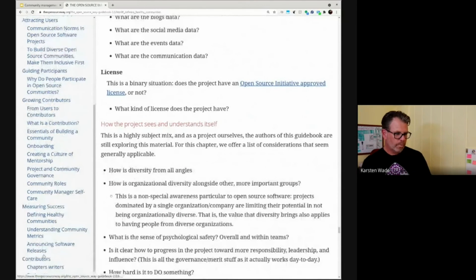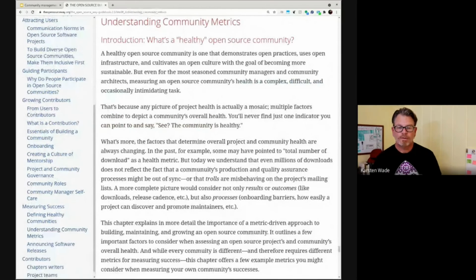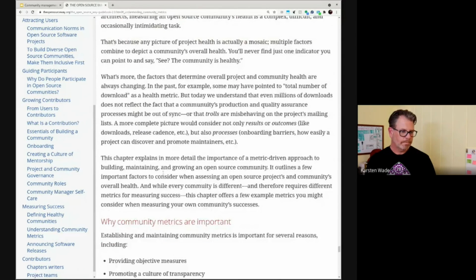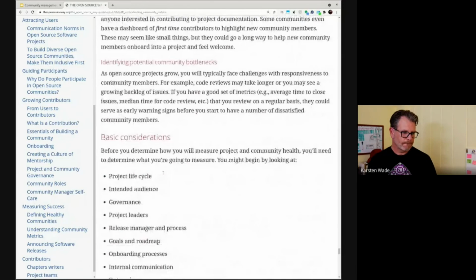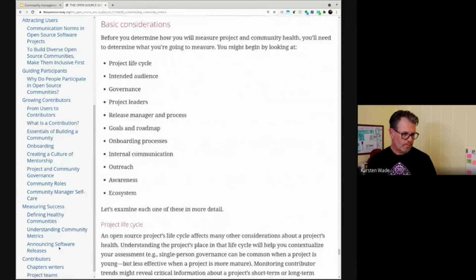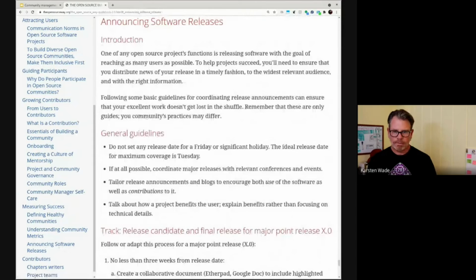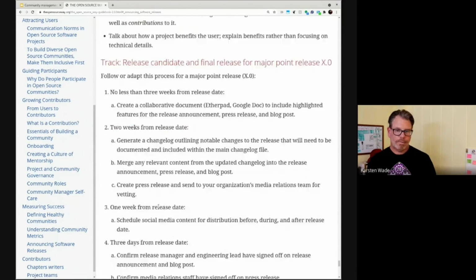And then next we have understanding community metrics, which is a discussion of the many types of topics to measure with question suggestions for each topic, followed by a few sections on choosing metrics for your project. And then finally, we have announcing the software releases, which is a step-by-step milestone-based process with templates for preparing for and announcing a software release, and how many weeks out and so forth.